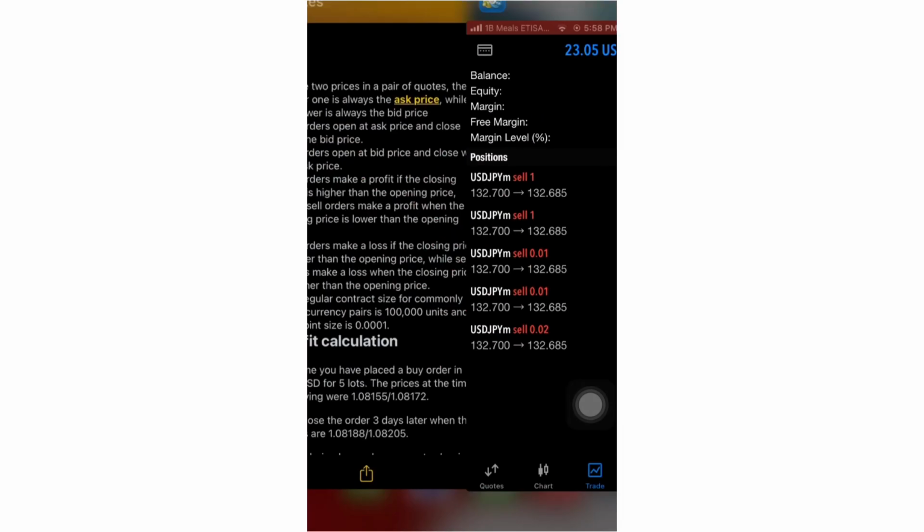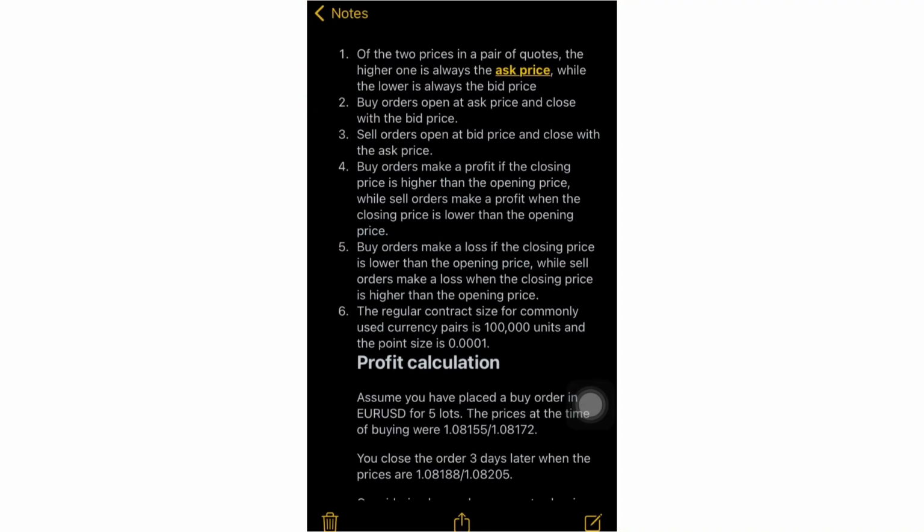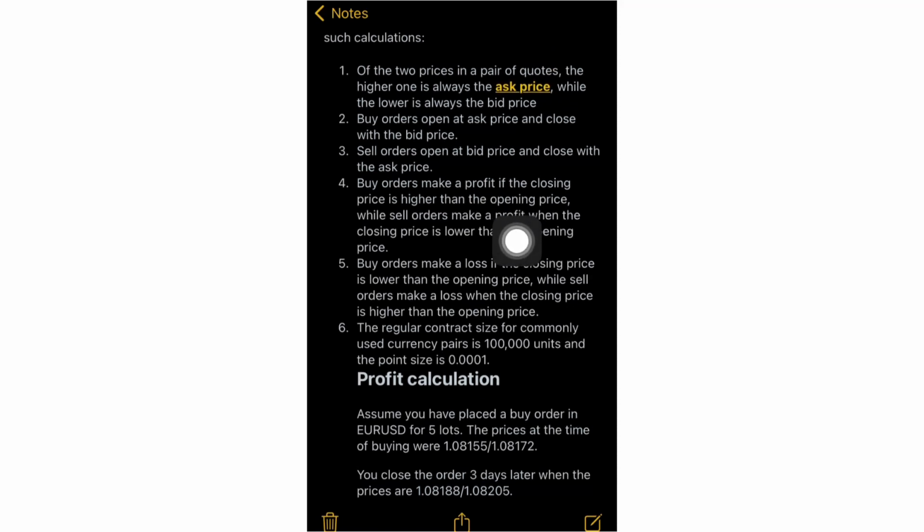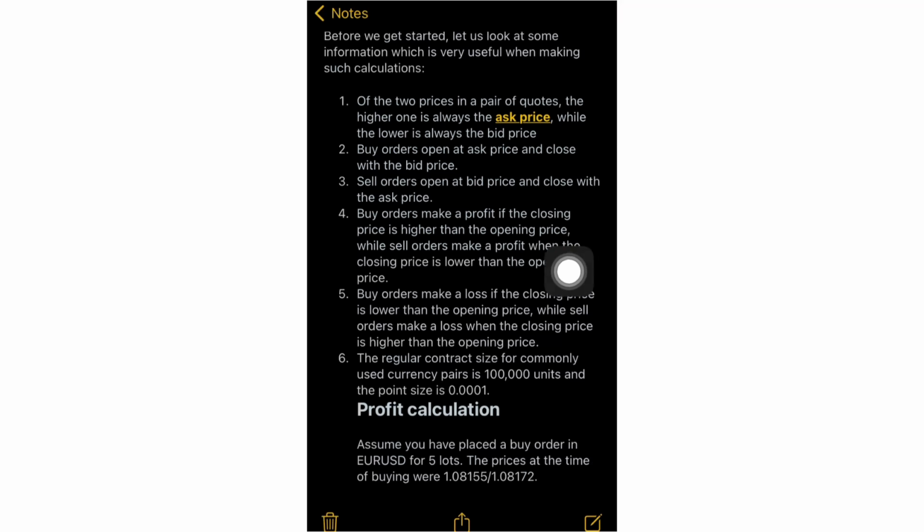So now let's move forward. So we now say buy orders open at ask price and close with a bid price. I explained this practically. Sell orders open at the bid price and close with the ask price. Simple. Number 4, buy orders make a profit if the closing price is higher than the opening price, right? While sell orders make a profit when the closing price is lower than the opening price, right? Buy order makes a loss. All this I just explained briefly.